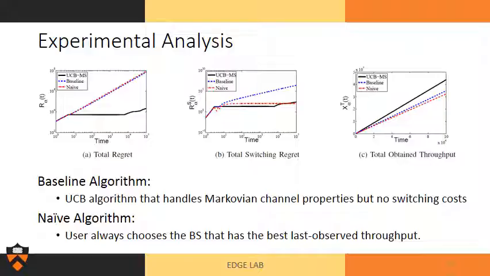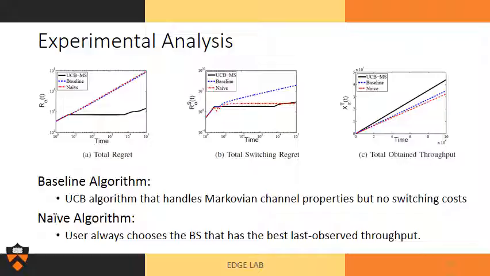We compare our UCB-MS algorithm with 2 other algorithms, a baseline algorithm, which is a UCB algorithm that handles Markovian channel properties but does not handle switching costs, and the naive algorithm, where a user always chooses the base station that has the best last observed throughput. In figure A, we look at the total regret observed over time, and you can see that the UCB-MS algorithm certainly outperforms the other 2 in having a smaller regret. And even if you look at the slope of regret after about time 10 to the 4, you can see that the performance, the increase in total regret of UCB-MS is much smaller than baseline or naive.